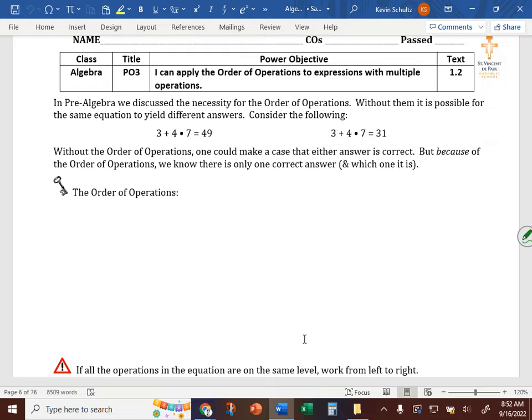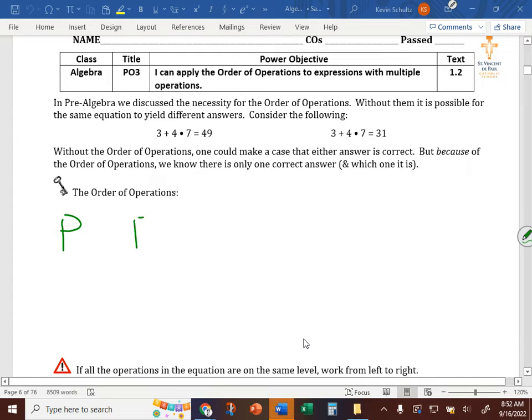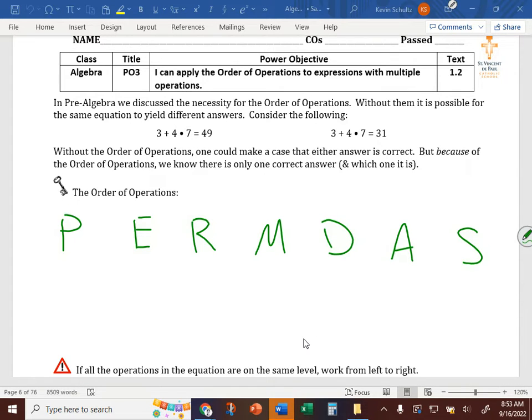And what is the order of operations? PERMDAS. We're all PERMDAS people. That makes me smile. PERMDAS, the order of operations. This tells you what order you are to solve an equation in. And what does the P stand for? Parentheses.